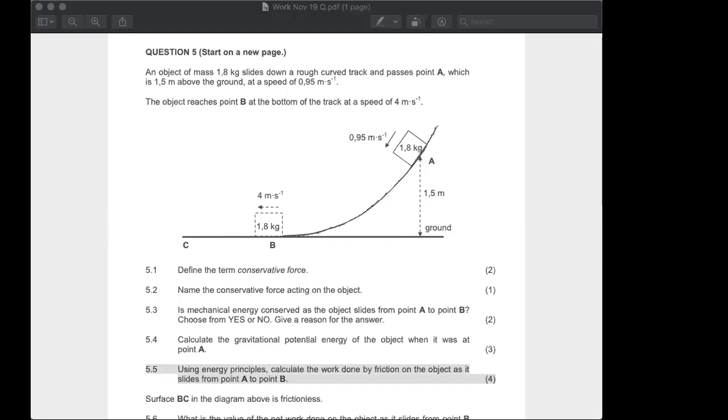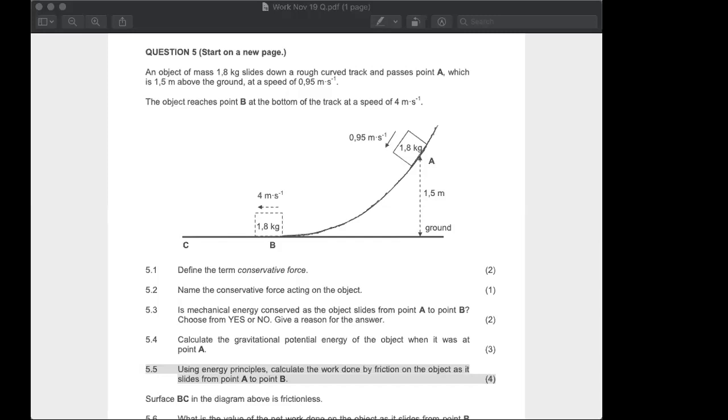So Moin, what was the answer for 5.5? Okay, Mark, what did you get? Minus 12.87. I got the same. 87 joules. Okay, yeah, it's correct. But now I'm just trying to see which way I'm going to show it to you.